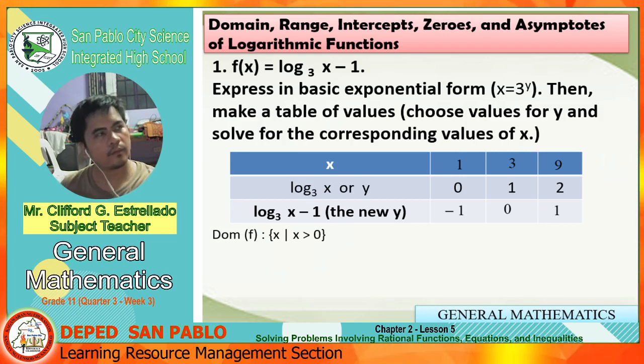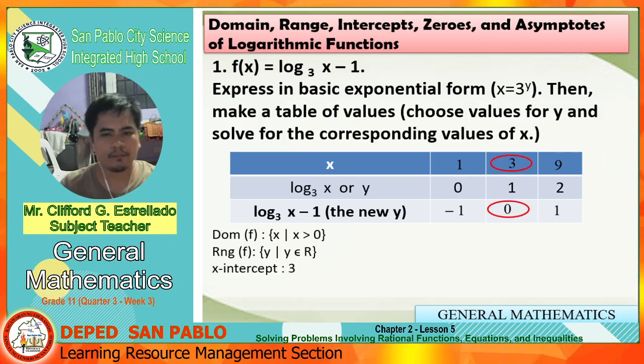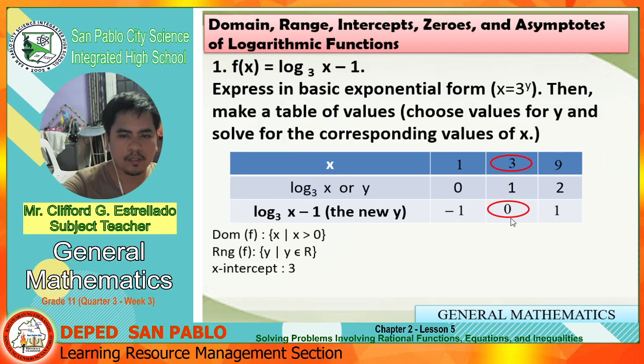Ang domain natin sa exponential, all real numbers. So, dito, pupunta siya sa range, all real numbers. Okay? Ang x-intercept natin, value ng x if y is 0, so ang y ay 0, x ay 3. Kaya nandun siya sa (3, 0). Okay? And then, ang y-intercept natin, so none.